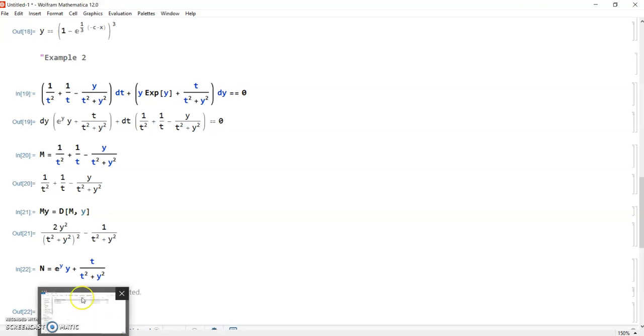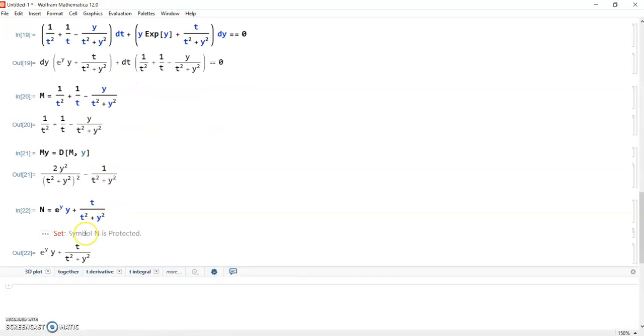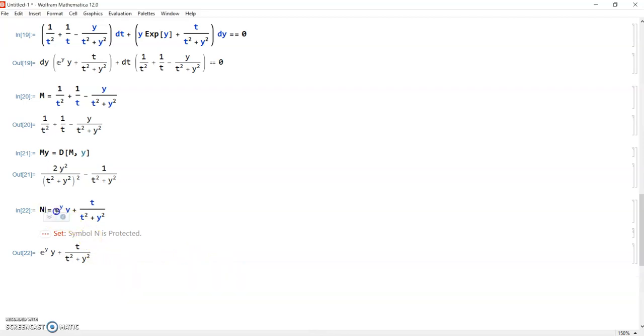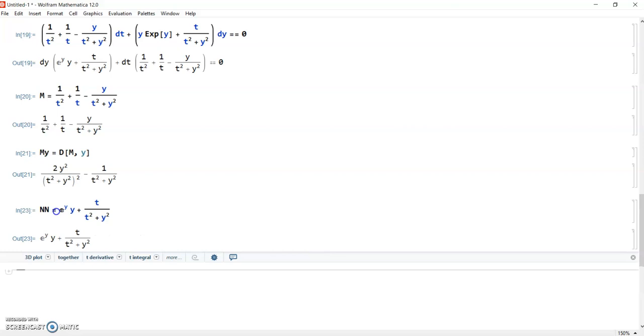Here I have got some error. It says that the N symbol is protected, because N is a function in Mathematica, so we cannot use it. So maybe I can use double n, and then execute it again. Now it has accepted it.